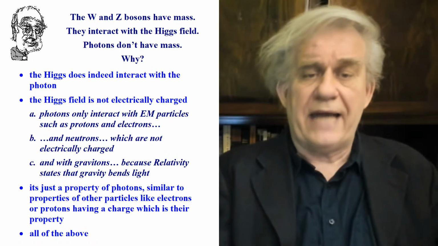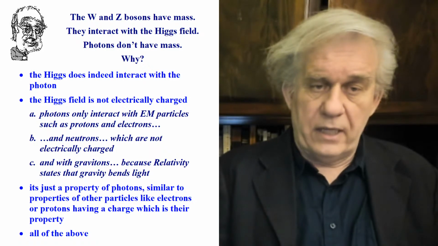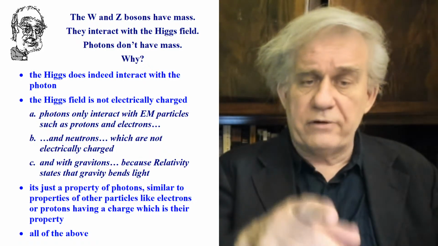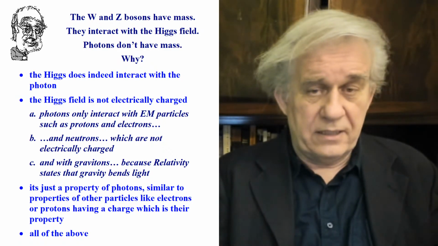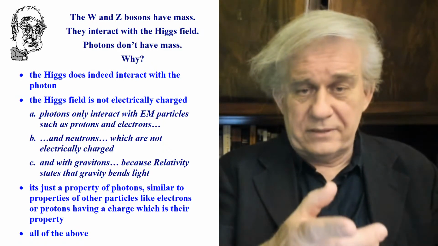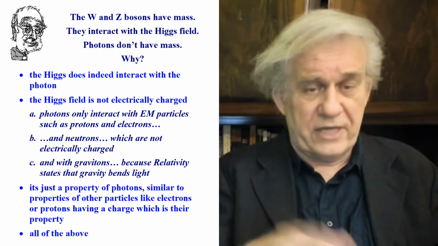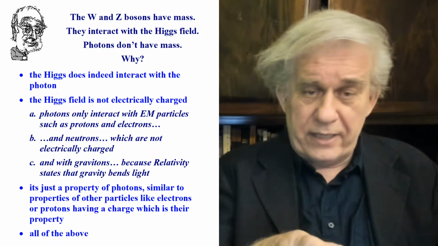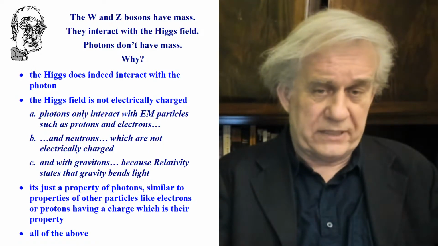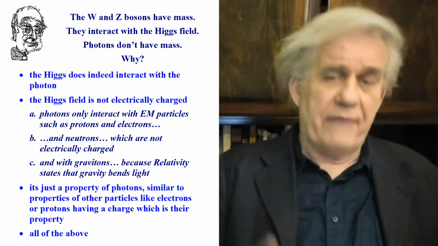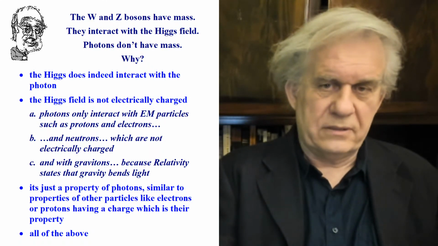The Higgs field is not electrically charged. Oh, that's one answer you'll find out there. And why not? Well, photons only interact with electromagnetic particles, such as protons and electrons. But it turns out they also interact with neutrons, because neutrons reflect photons as well, which are not electrically charged. And we know for a fact from general relativity that they also interact with gravitons, because relativity states that gravity bends light. So we haven't answered the question.